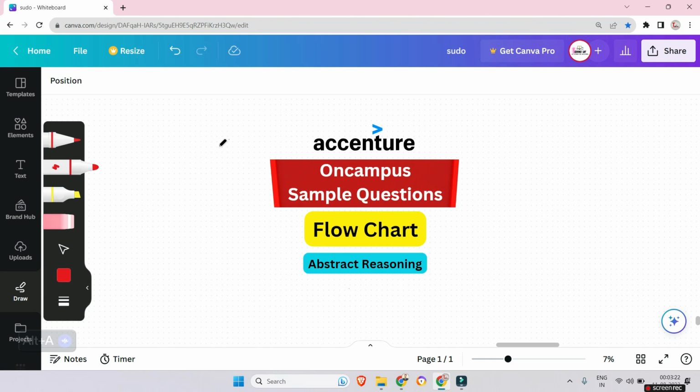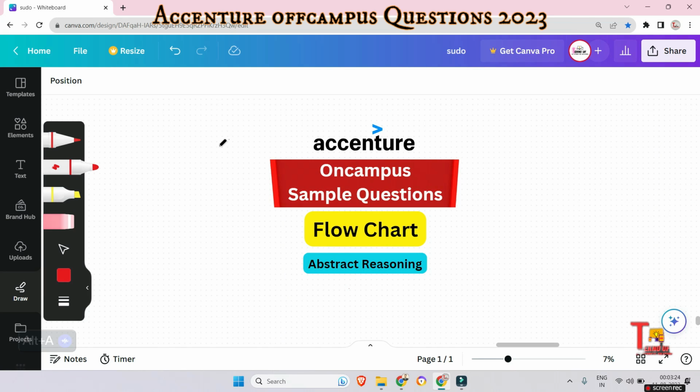Hello, my family members. Today we will go through a unique topic from which Accenture will ask 5 to 6 questions. What is that? That is flowchart abstract reasoning. If you are a real aspirant, then you must watch today's session because I will discuss the topic in such a way that it will be easier for you.